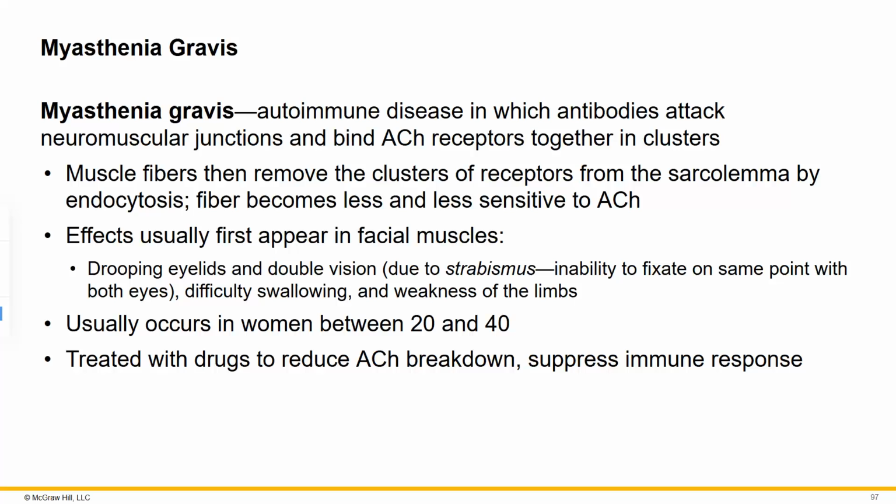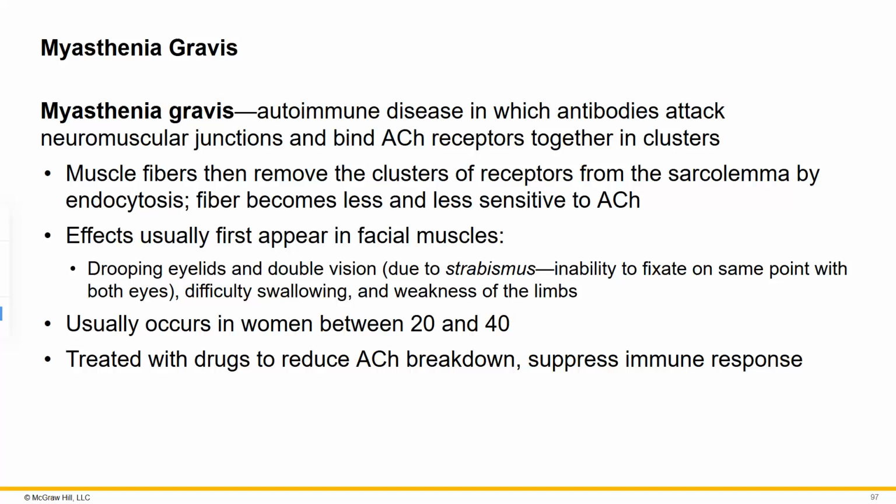Myasthenia gravis is an autoimmune disease in which antibodies attack the neuromuscular junctions and bind acetylcholine receptors together in clusters. Muscle fibers then remove the clusters of receptors from the sarcolemma by endocytosis. The fiber becomes less and less sensitive to acetylcholine.